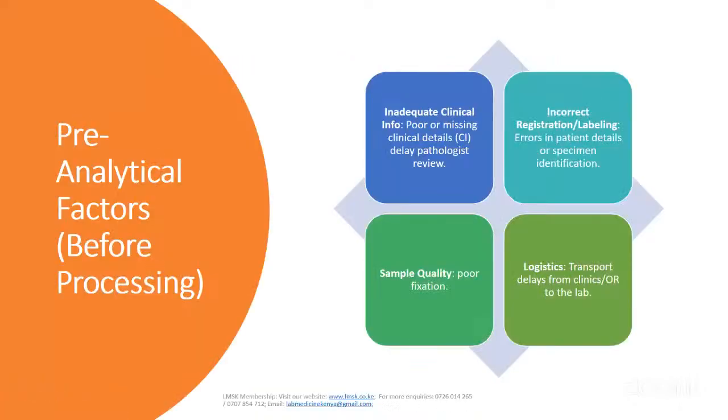So some of the factors that will affect the TAT in a histopathology lab, we have the analytical factors. These are the factors before processing. In some of the cases, you'll find inadequate clinical information, so you'll find that the clinical information provided is not logical for review of that case.